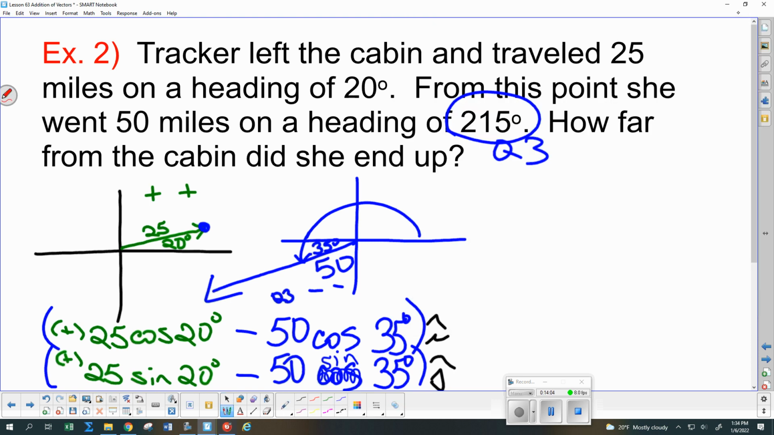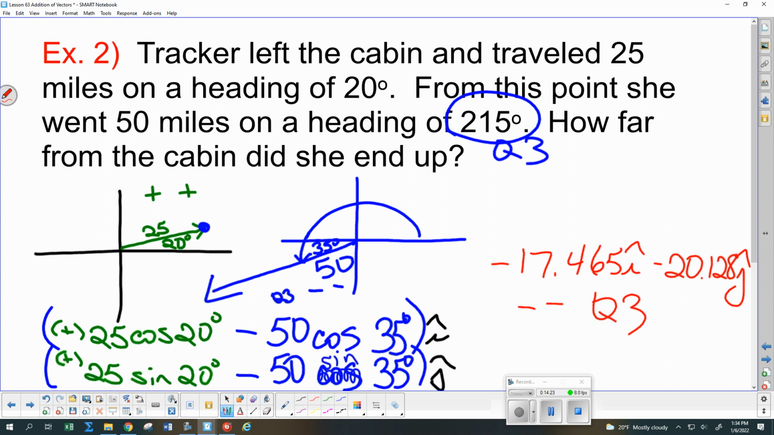So what we have just done is we have figured out that our answer, both of these were negatives, 17.465 I hat minus 20.128 J hat. Negative, negative is what quadrant? It's third quadrant. So what we've said is if we did this first arrow and ended up at this blue dot, and then we went at a slightly steeper angle, but in the opposite direction and went more than twice as far, that our final answer, if we had started at the origin, we really ended up somewhere in the third quadrant. Does that make sense on my picture?